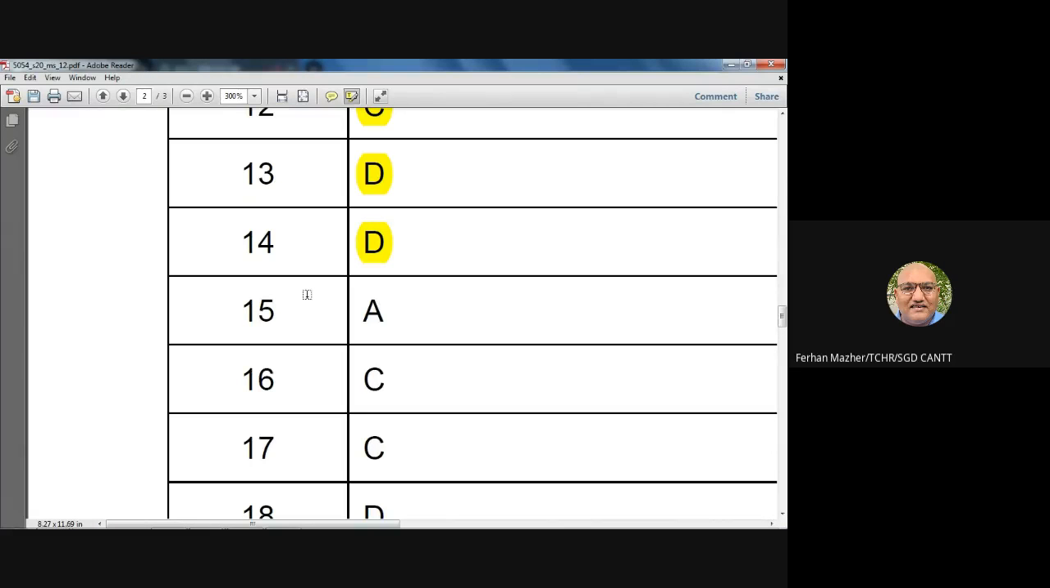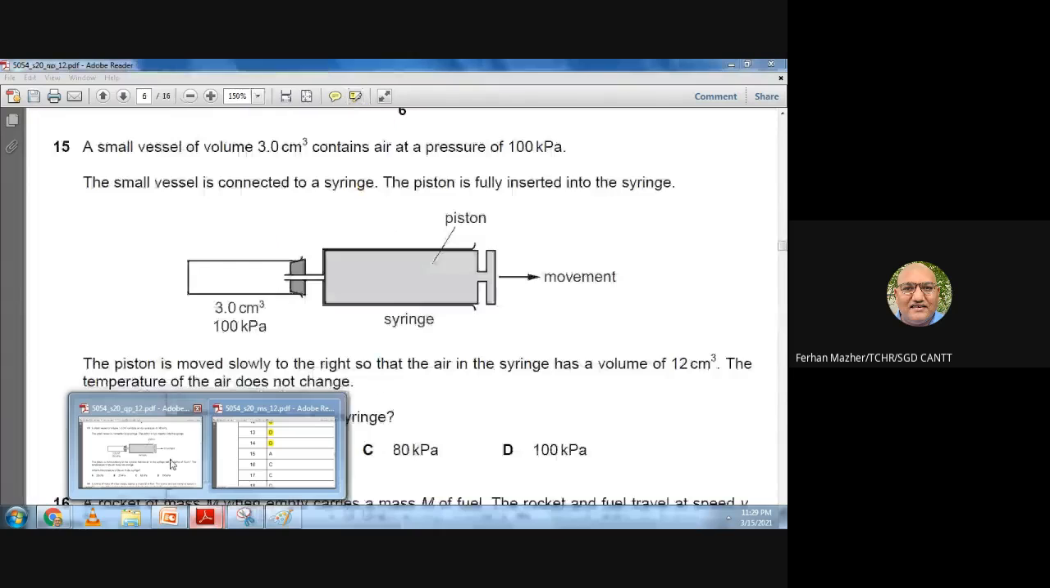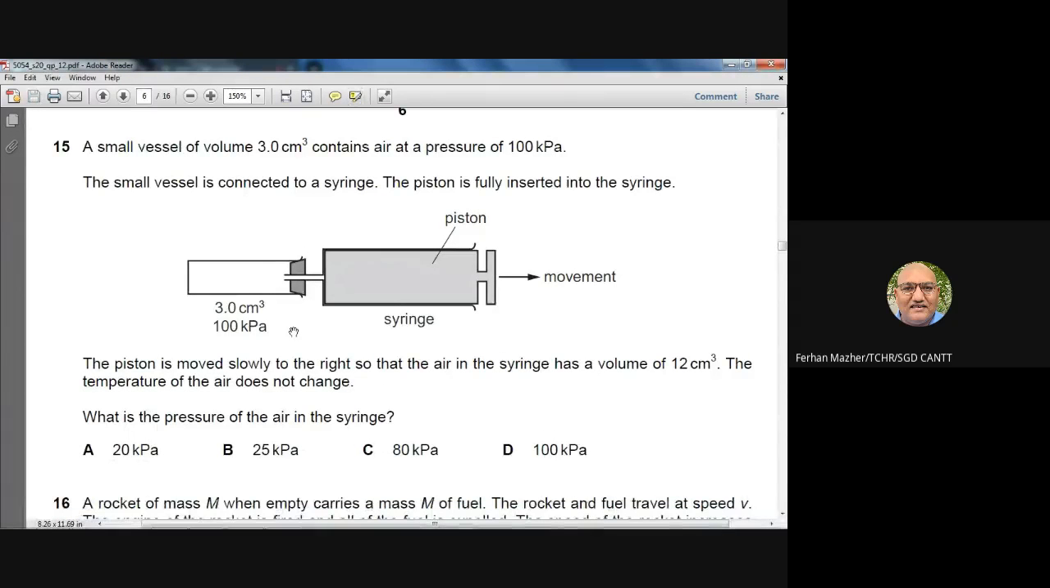Uh-oh, we have a problem. It says question number 15, A is the right option. Oh, we have to read the question again. We made a mistake. A small vessel of volume 3 centimeter cube contains air at a pressure of 100 kilopascal. The small vessel is connected to a syringe. The piston is fully inserted in the syringe. The piston is moved slowly to the right so that the air in the syringe has a volume.